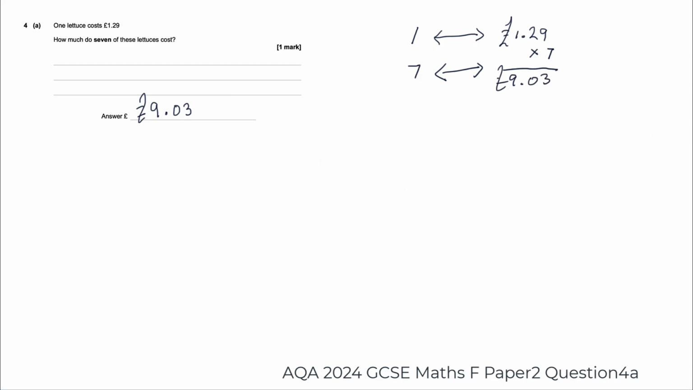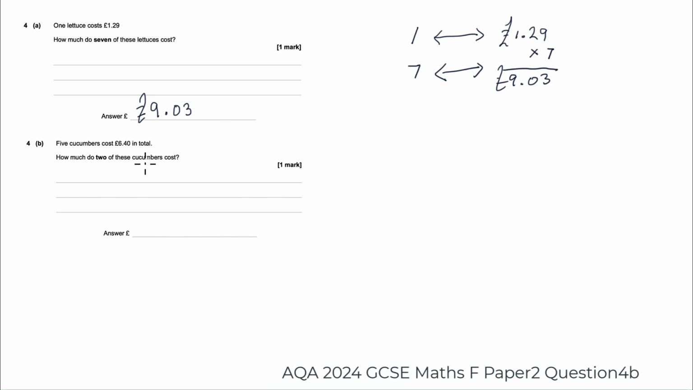Let's look at part B. Now we're told in part B that 5 cucumbers cost £6.40, and we're asked to find the cost of 2 of them. So first of all, let's find the cost of 1. And what we'd have to do is divide. How many times does 5 go into £6.40? So there's a divide by 5 going on. So let's attempt that.